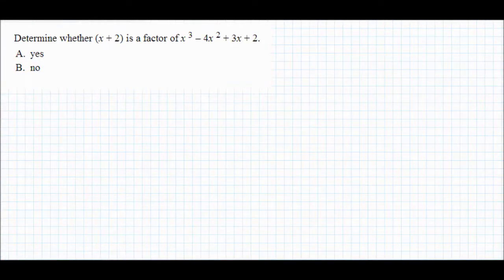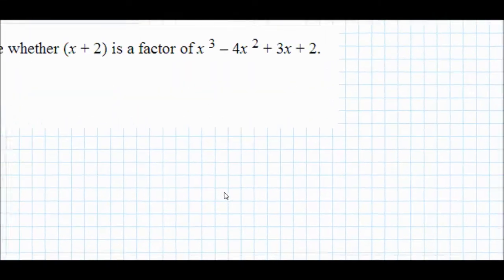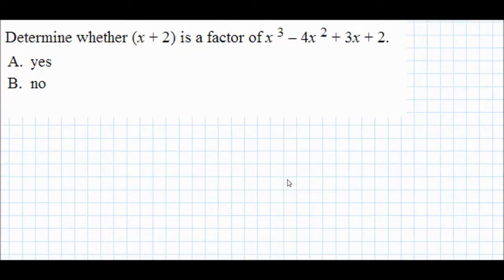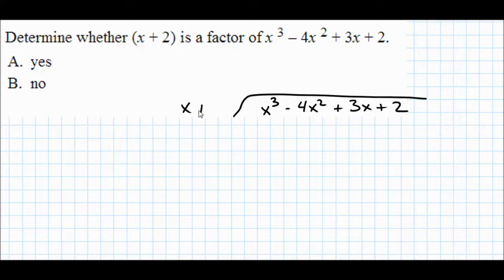Okay, another example for us. Determine whether x plus 2 is a factor of x cubed minus 4x squared plus 3x plus 2. So let's write the polynomial down: x cubed minus 4x squared plus 3x plus 2, and the divisor is x plus 2. To get x cubed we have to multiply by x squared. x squared times x is x cubed. x squared times positive 2 is plus 2x squared.